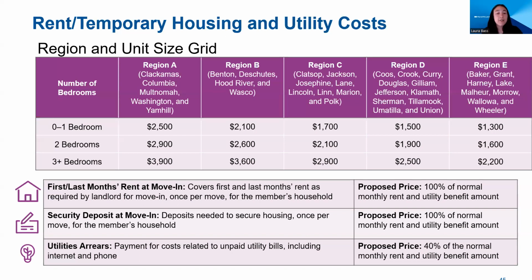The other 3 services listed on this slide are priced based on the same grid. So first and last month's rent at move-in covers first and last month's rent if it's required by the landlord to move in. That's paid once per move for the member's household. And although this service does not include the extra utilities like internet and phone, we're proposing a price each month that's just the same as the amounts noted in the grid.